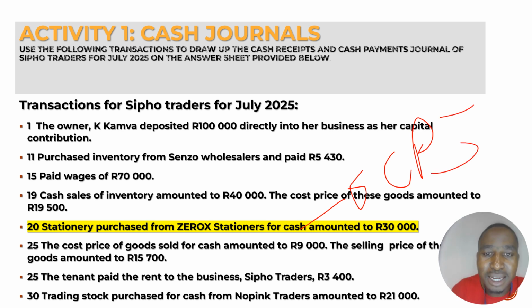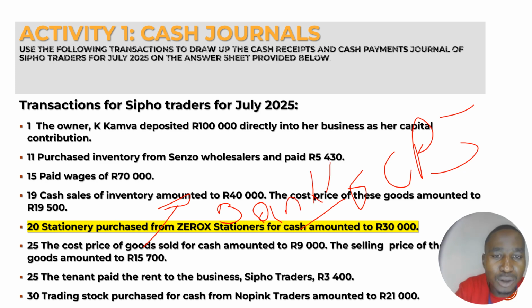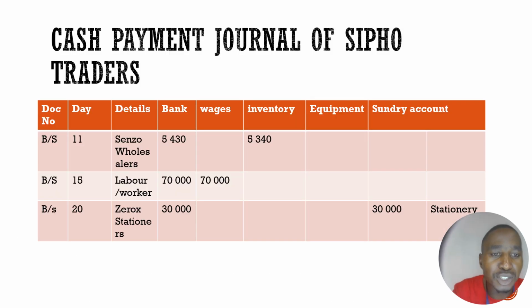And then the first account affected will always be bank. And the second account affected, what are we purchasing? Oh, we are purchasing stationery. So the second account affected is stationery. So now you know the two accounts affected and you know which channel that you'll record in. So let's go and record in the CPJ.